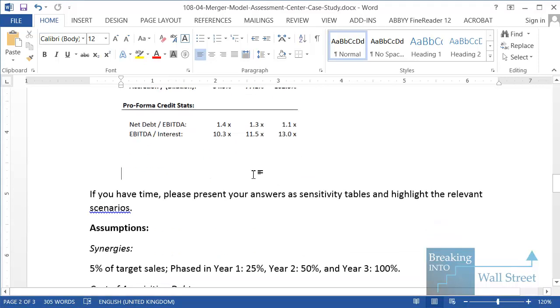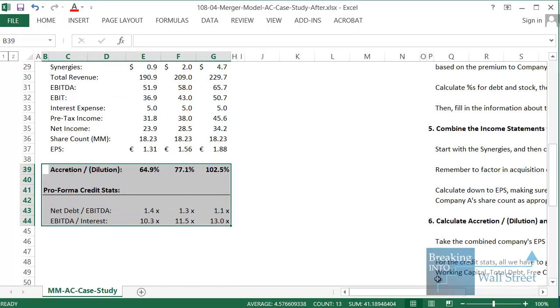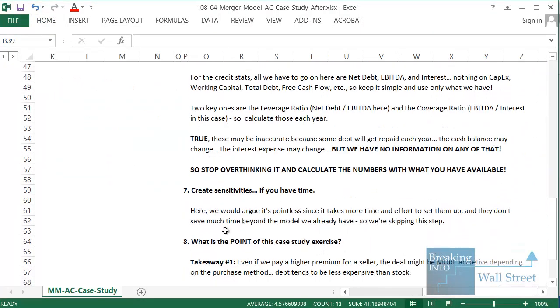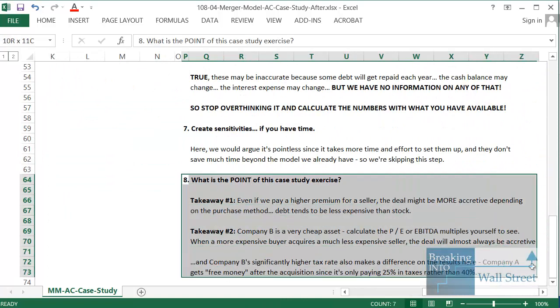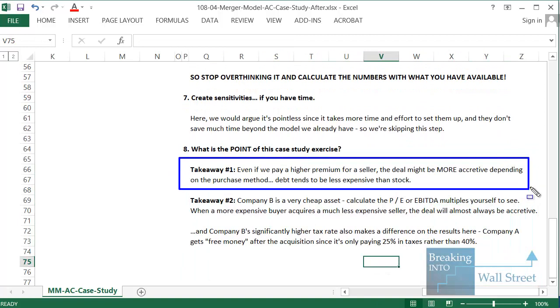So that's really it. We have all the answers to this exercise now. What I want to do very briefly is just sum up what we've done and then go into part 8 here, which is what is the point of this case study exercise. Well, takeaway number 1 is, as I just mentioned, even if we pay a higher premium, the deal might be more accretive depending on the purchase method. If we use more debt, often it'll be more accretive because debt is almost always less expensive than stock.